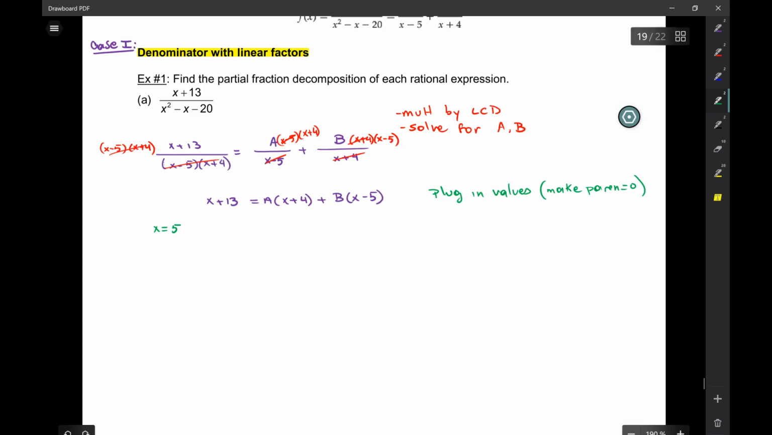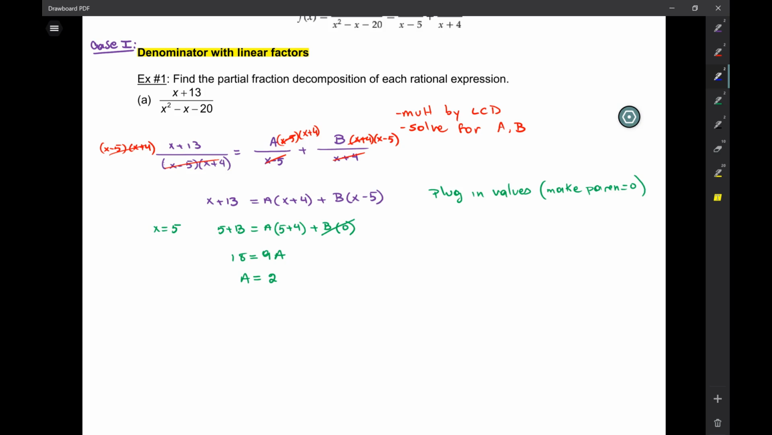So x equals 5. Here I get 5 plus 13 equals A times 5 plus 4 plus B times 0. Okay, look at what happens magically. That goes away. 18 is equal to how much? 9A. So how much is A? 2. Isn't that cool? It is kind of cool. I just chose 5.